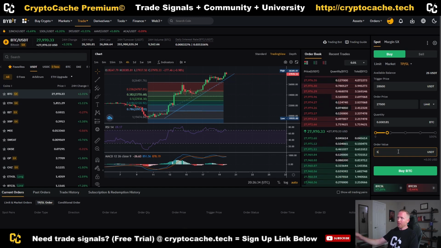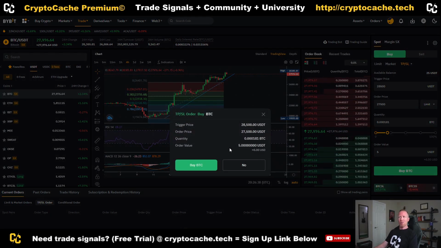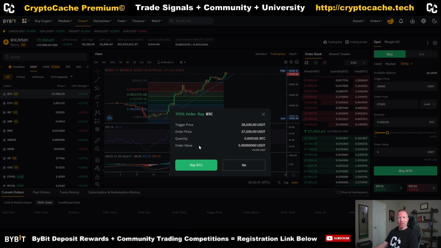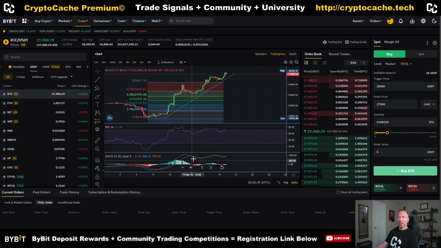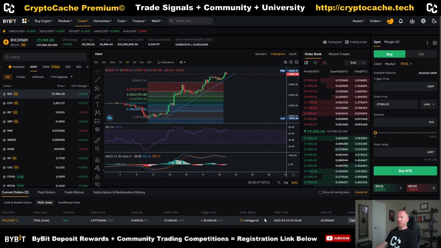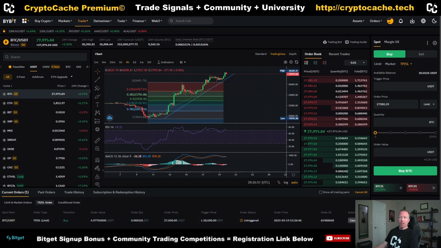So we put in $5 as an example here, just to keep that consistent. You click buy Bitcoin, and what you'll see here is the same confirmation page. You're going to confirm all the factors are correct. You're going to choose buy Bitcoin, and it'll go ahead and submit the order, essentially putting it in the order books here, effectively allowing us to take a limit order at 27,500.